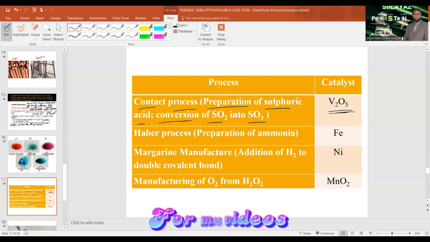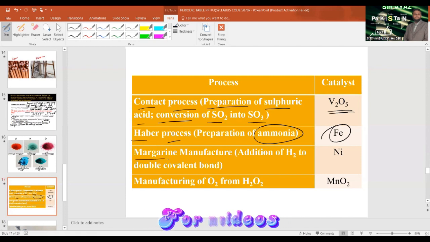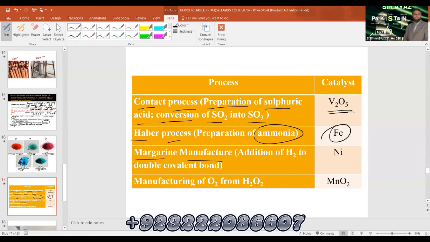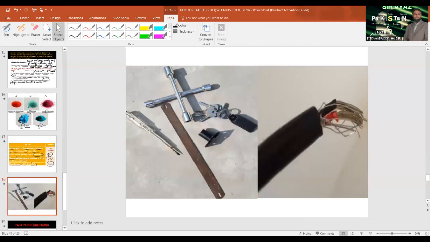Now, there's another process to make ammonia. It's known as Haber process. And in Haber process, iron is used as a catalyst. So in manufacturing of margarine, we use nickel. And when you are interested in manufacturing O2 from H2O2, H2O2 is hydrogen peroxide, use manganese dioxide or manganese(IV) oxide, MnO2 is the formula.